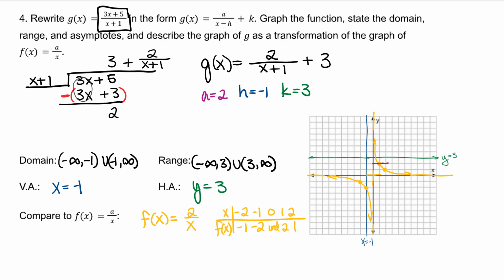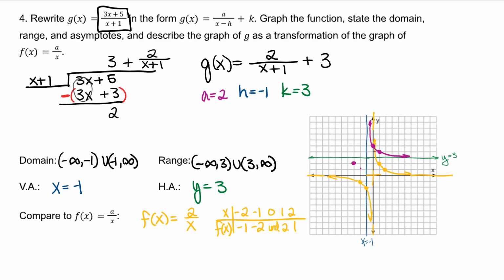Another way that I could do it is that I could visualize how far each of these points is from the intersection of vertical and horizontal asymptotes. So this is 1 unit from the vertical asymptote and 2 units from the horizontal asymptote. So when I translate that point, I will go 1 unit from the vertical and 2 units from the horizontal. This one is 1 unit above the horizontal asymptote and 2 units to the right of the vertical. So I'm going to go 1 unit above and 2 units to the right.